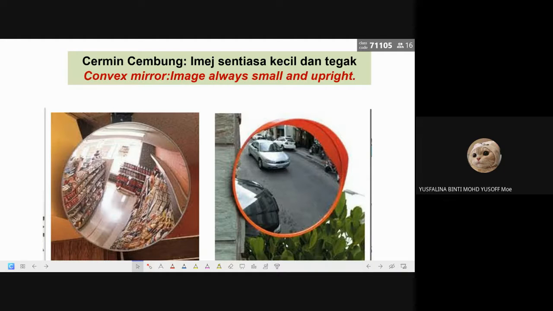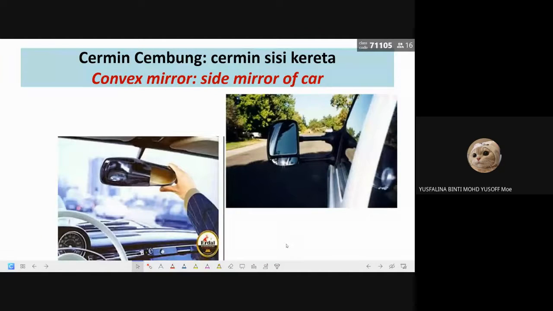For the convex lens, there are many types of characteristic of image, but for the concave lens, only one type. But for the mirror, it's opposite. The concave mirror has many types of characteristic of image, depending on the object distance. But for the convex mirror, only one type of characteristic, so it doesn't depend on the object distance. An example of the application of the convex mirror is the side mirror of a car.